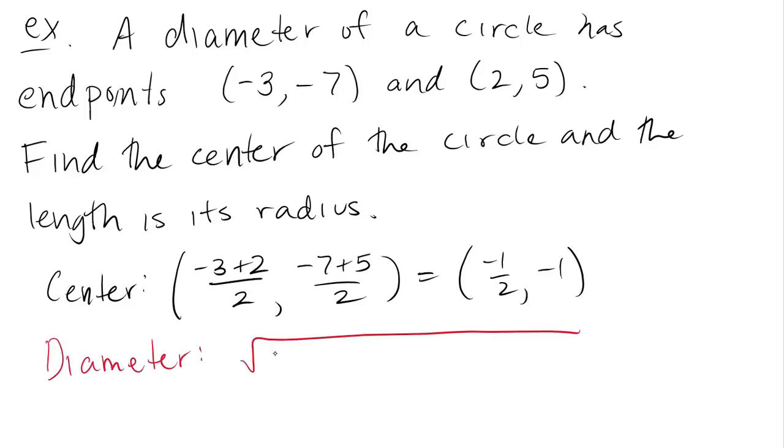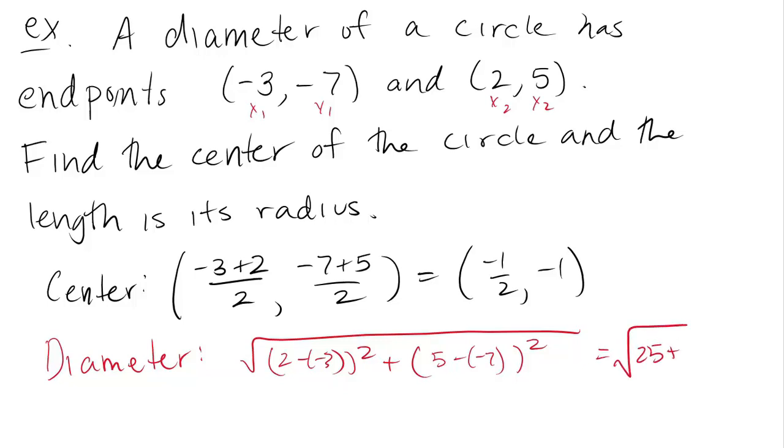So we're going to take the square root of the sum of the squares of the differences in the x-coordinates and the y-coordinates. I didn't label these for the midpoint formula, but let me put these labels on here: x1, y1, x2, y2. The difference in the x-coordinates would be 2 minus negative 3. The difference in the y-coordinates would be 5 minus negative 7. 2 minus negative 3 is 5. 5 squared is 25. 5 minus negative 7 is 12. 12 squared is 144. That's the square root of 169, which is 13. The radius is going to be half of that, so it's 13 over 2, or 6.5.